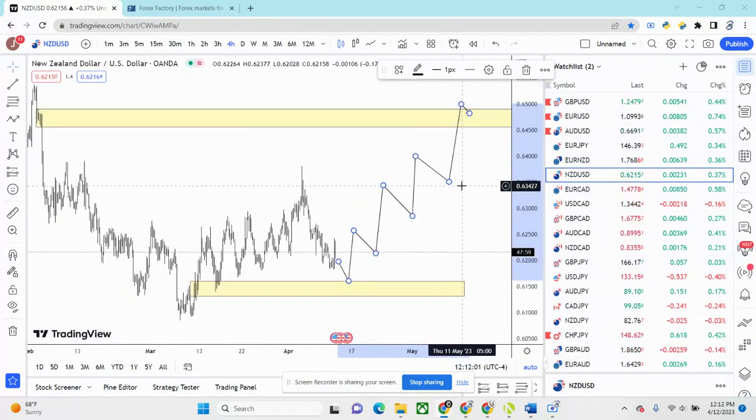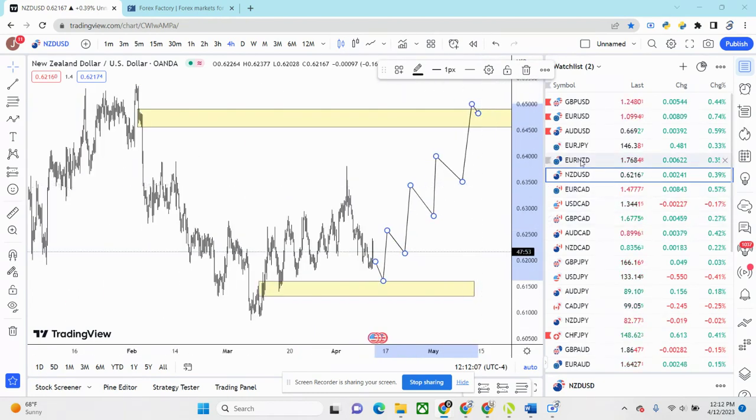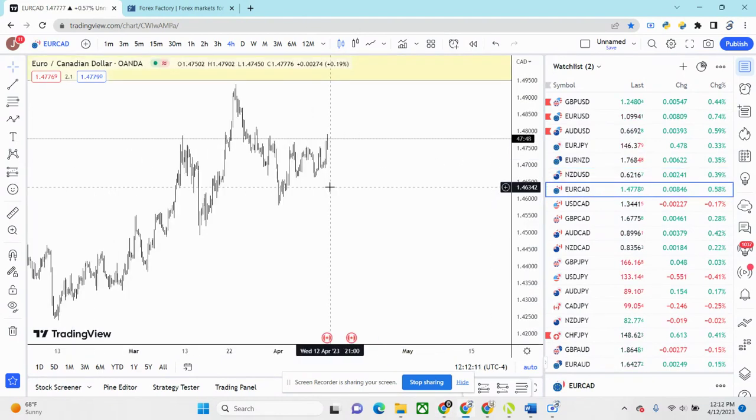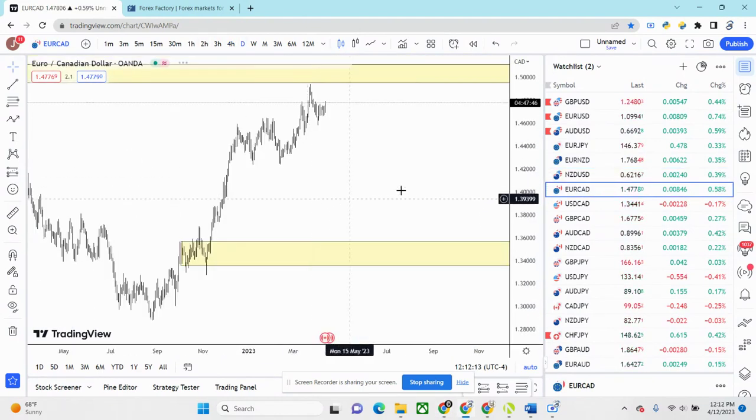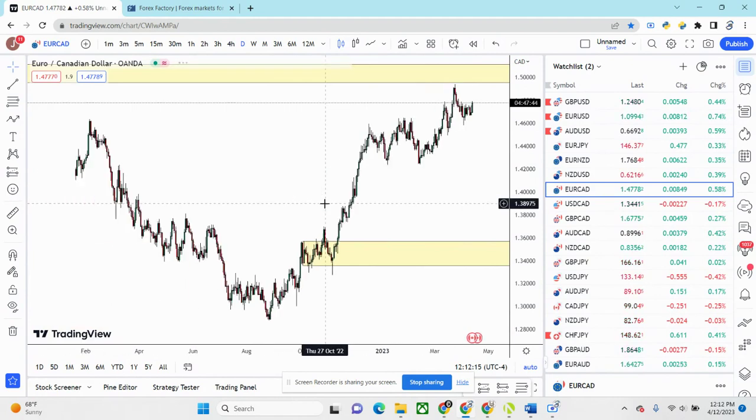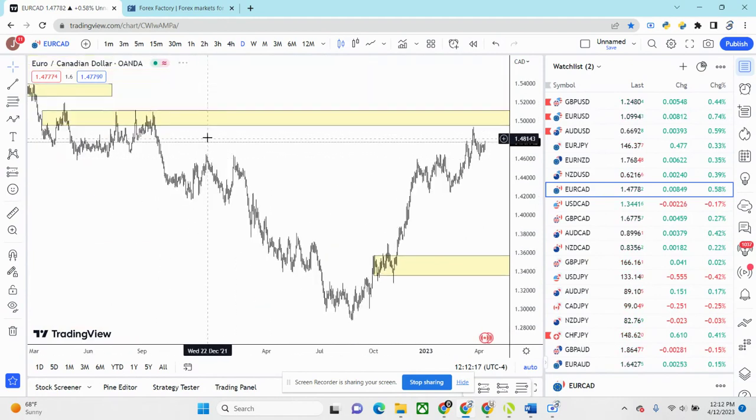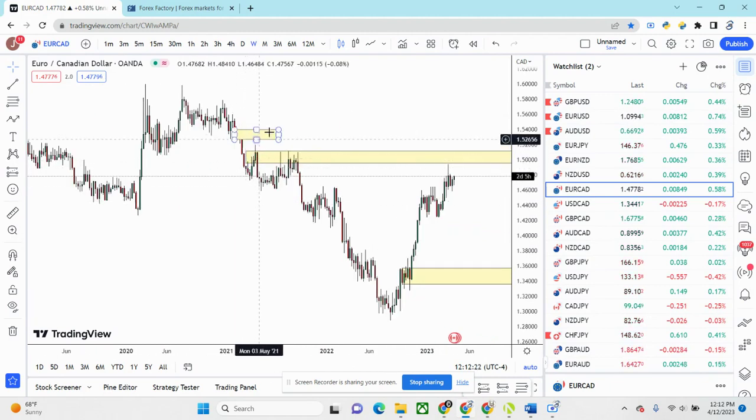Right, so now let's take a look at the market here on April 12th, 2023. Let's look at Euro CAD. Let's go to the daily chart. Let's actually go to the weekly chart and see if we can pinpoint.